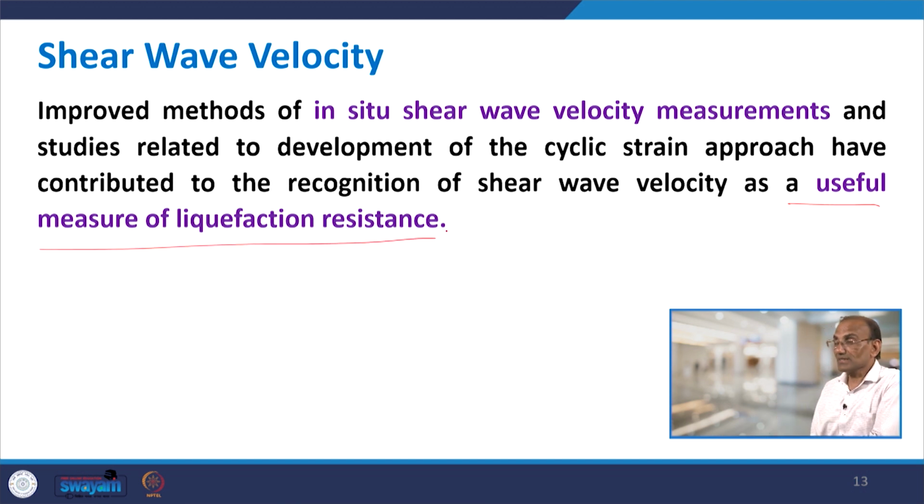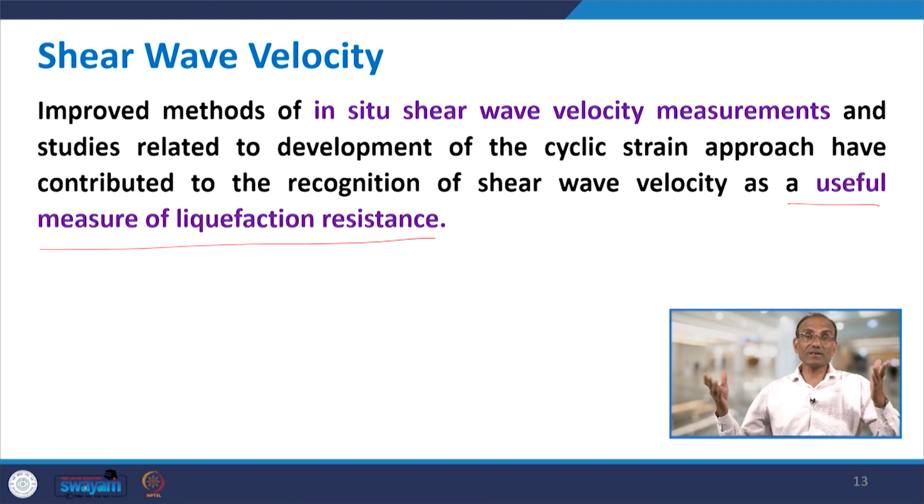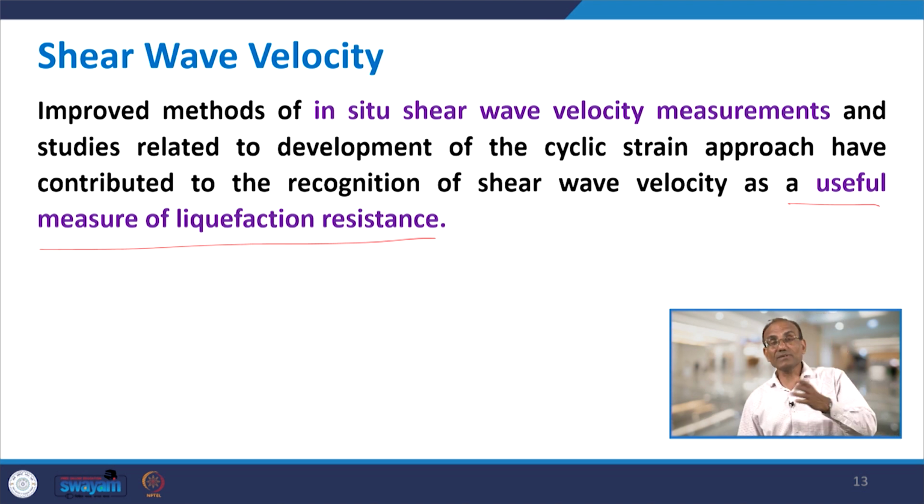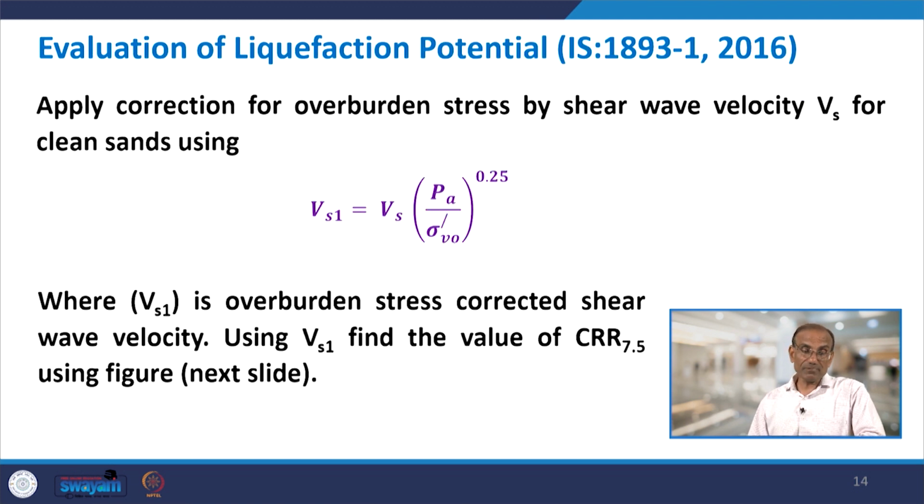resistance. Suppose you do not have SPT data or CPT data in the field, but you may have the MSW data using the shear velocity. In that case, those data can also be used to calculate the liquefaction resistance, applying a correction for overburden stress on shear velocity Vs for clean sands using this relation. This is for clean sand; shear velocity is obtained for clean sand from the field, and then we apply this correction. The correction carries two factors, one is atmospheric pressure Pa and the other is effective overburden pressure, similar to Cn for the SPT data.